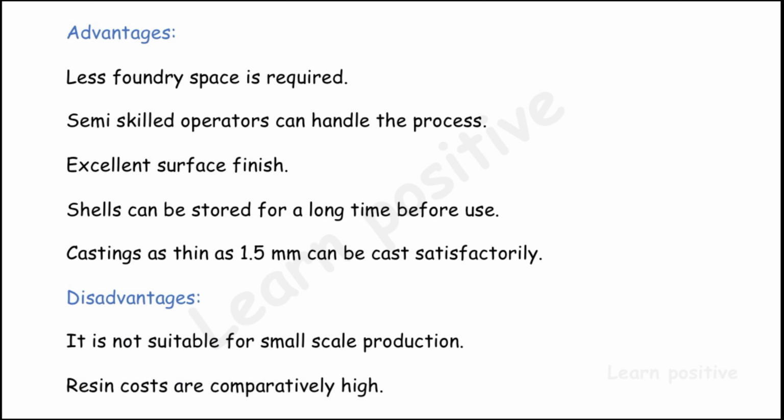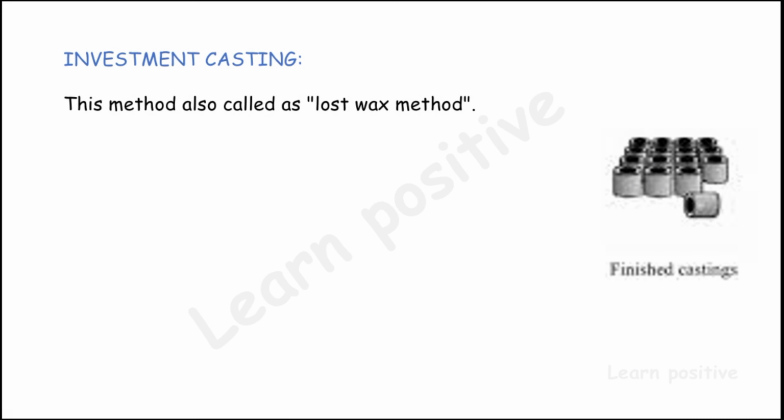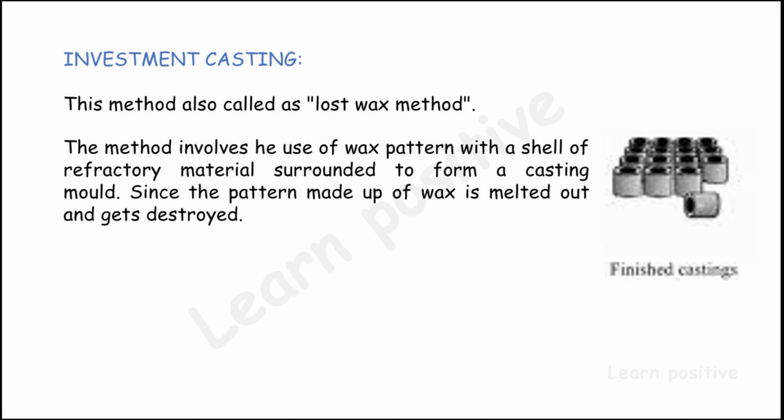So the overall process is high cost. The next one is investment casting. This method is also called the lost wax method. The method involves the use of a wax pattern with a shell of refractory material surrounding it to form a casting mold. Since the pattern made of wax is melted out, it gets destroyed. So this is the overall formation, and I will explain it one by one through the procedure of 11 points.